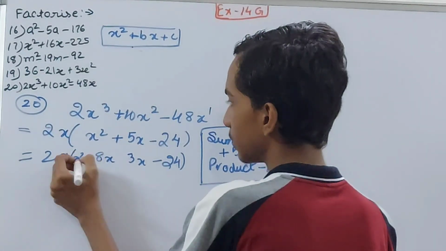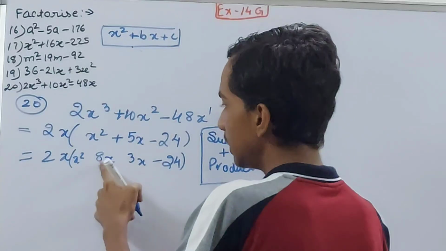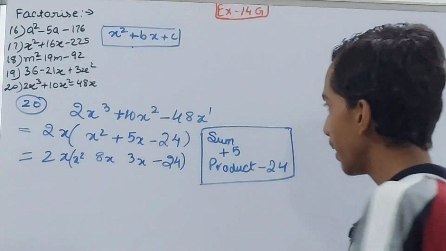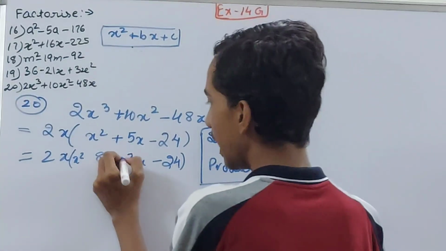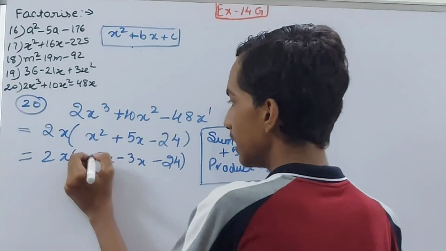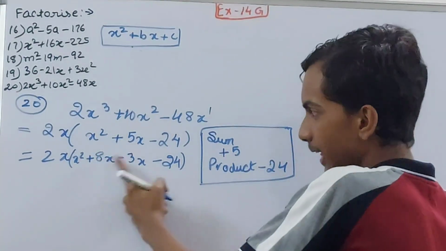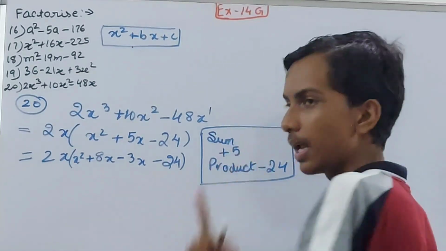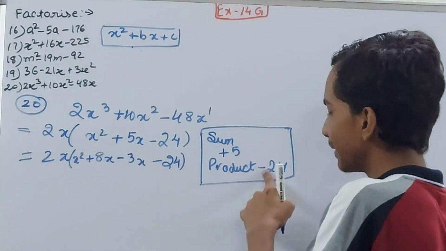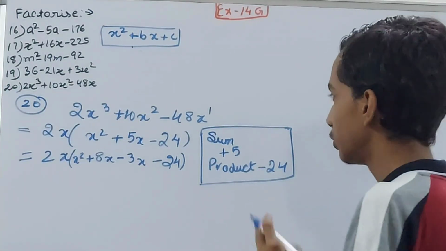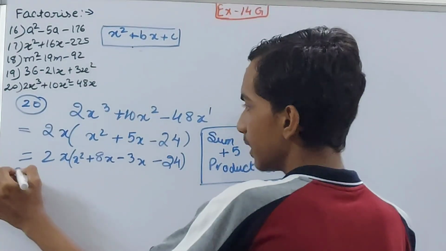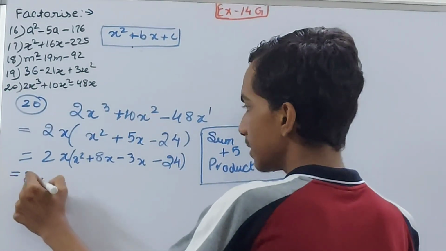Sorry, here you had x square also, right? So now see here, we want to give the sum as positive plus 5. So can I do 8x minus 3x, plus 8 minus 3? 8 minus 3 is plus 5. Product is minus 24, so 8 into minus 3 is what? Minus 24. So this is coming correct. Now we can start factorizing.